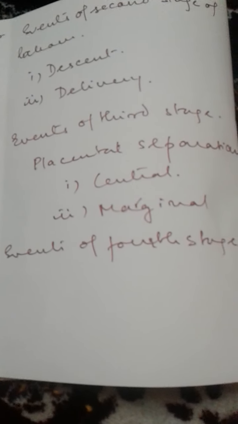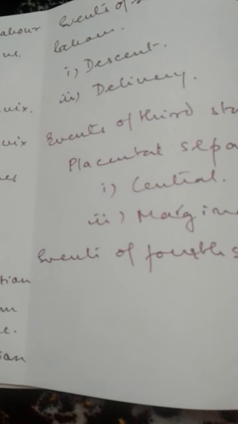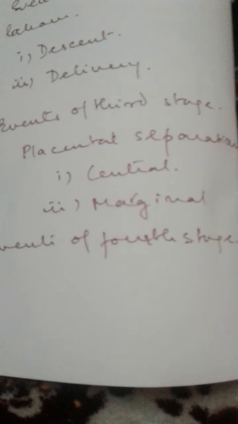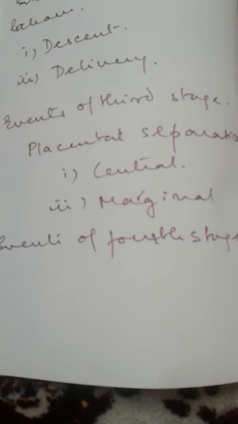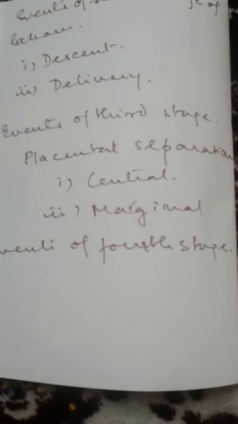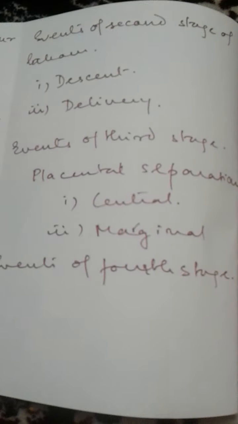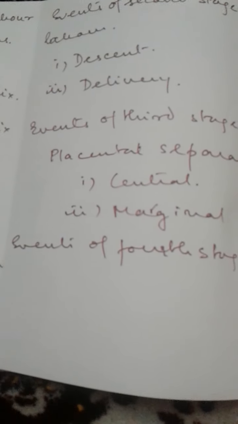What are the events in the third stage? The events of the third stage are that of placental separation. This again occurs by rhythmic uterine contraction. The placental separation is characterized by marked retraction, which reduces the surface area of the placental site, thus helping in separation and controlling bleeding. The separation occurs by the shearing off of the placenta from the site of insertion.